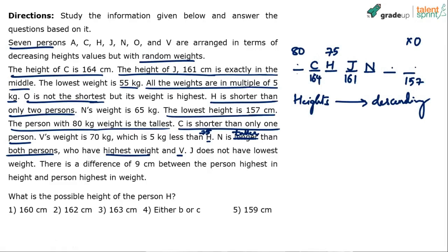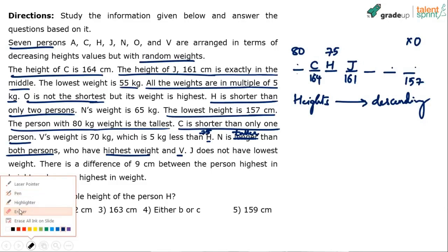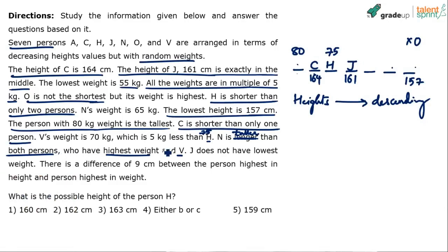See, if you are confused, let me just clear N from here. Understand, where can N come? We know that N is taller than at least two persons. So definitely N cannot come in the shortest position or second shortest position. N should come here or here. These are the two positions available for N. But can you take N in this place?